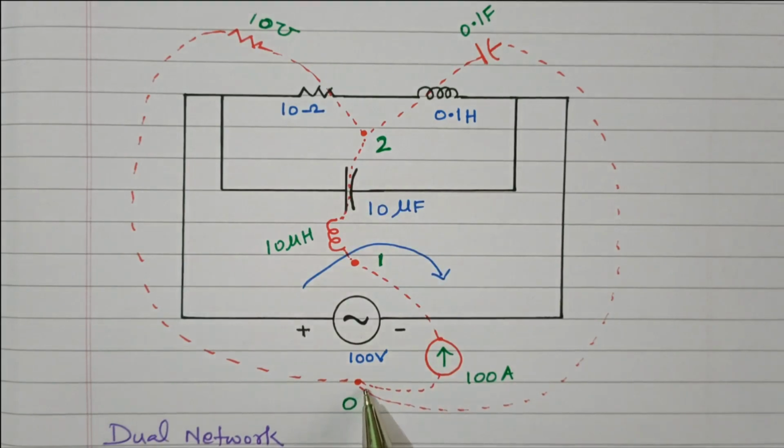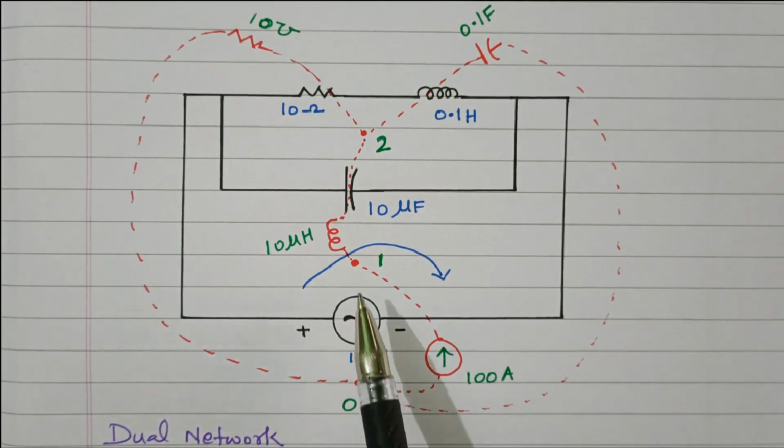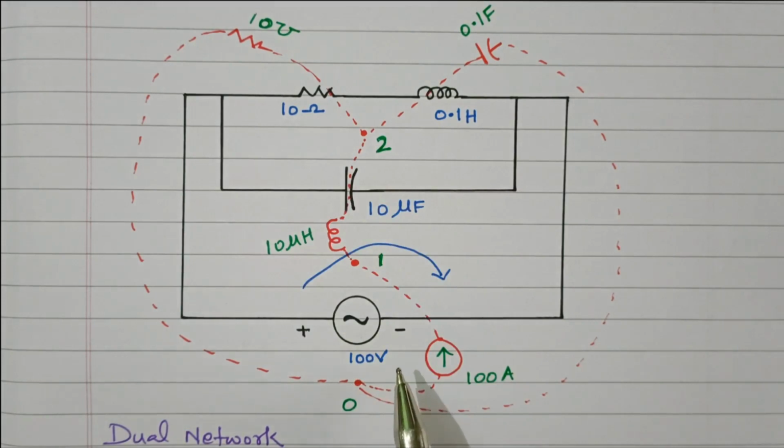Outside the network one more dot is placed, that is numbered as 0. This is the reference node. So the first step, you have to put the dot in every loop, and one more dot outside. So we have 3 dots, 1, 2 and 0. Now we need to connect all the dots.